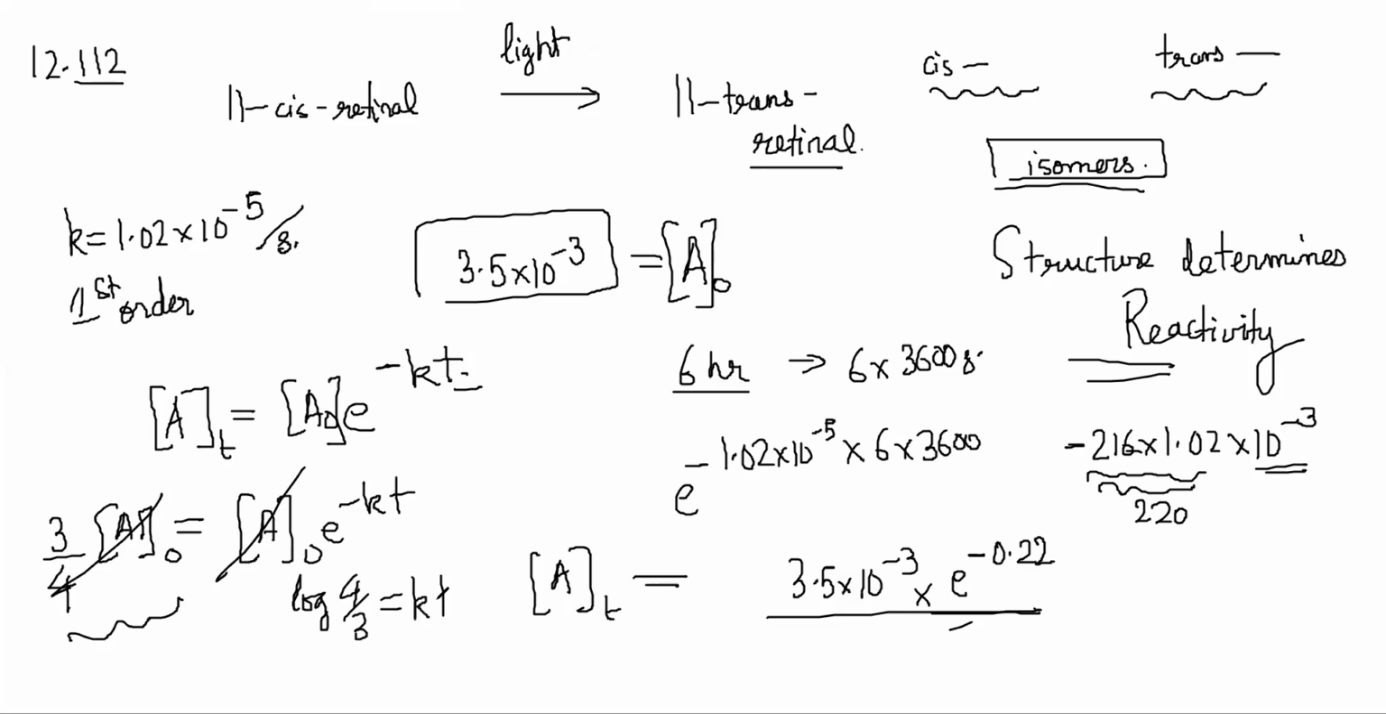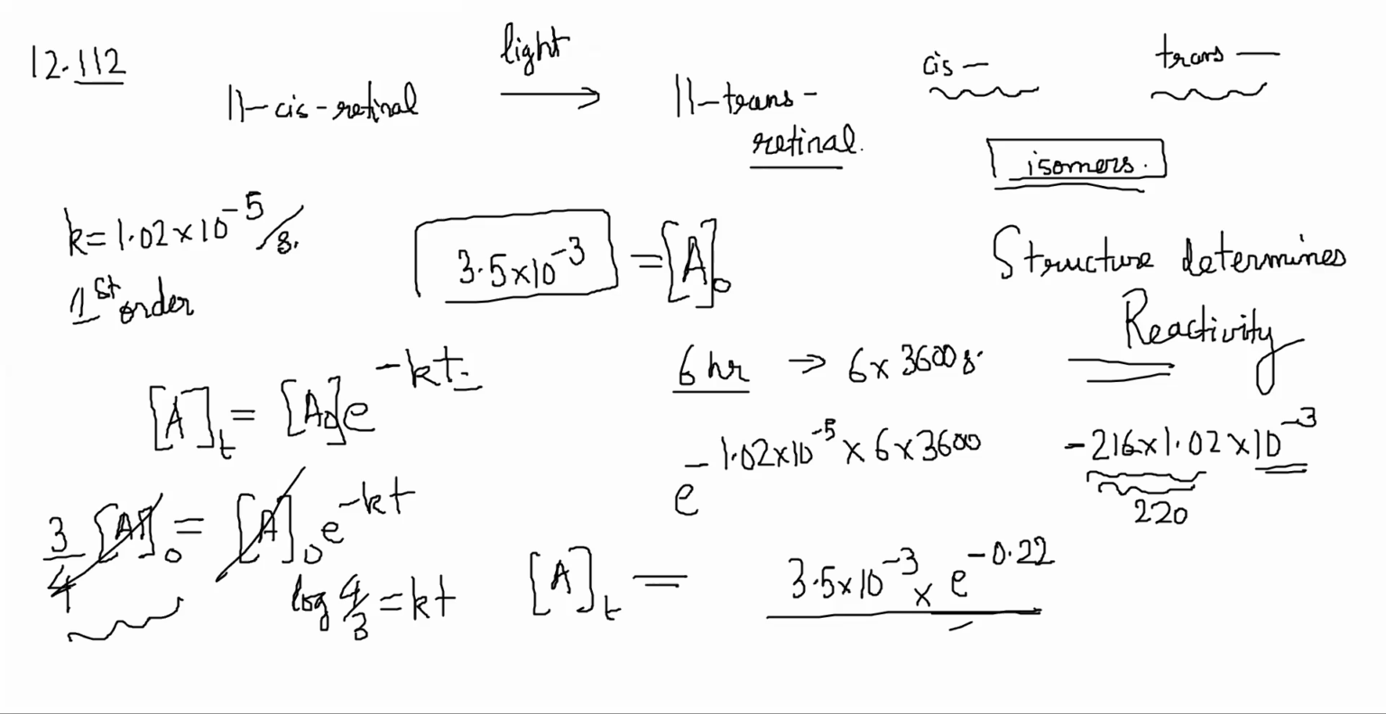So time is equal to 1 by k into log 4 by 3. Log 4 by 3 you can find yourself also, right? 2 log 2 minus log 3. So that is obvious. Then how many hours does it take? Okay, this is fine. This question is easy, right?